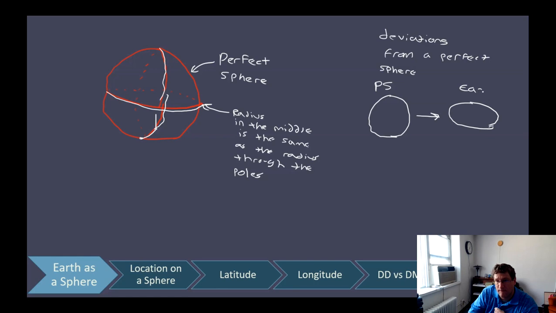And so what you end up with is an Earth that, and again I'm exaggerating here, is sort of squashed. So it's shorter pole to pole than it is through the middle. In reality, Earth deviates from this assumption: the distance from pole to pole is shorter than the distance going around the center.